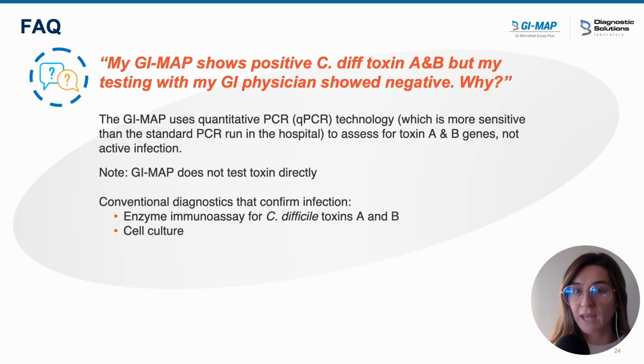So C. diff can be part of a normal gut microflora, and genes can be present without active infection or toxins. So conventional diagnostics for C. diff are toxins and culture. So finding a positive test on a GI map does not mean that an individual has active C. diff infection. You have to get a culture and toxin levels to confirm a diagnosis.